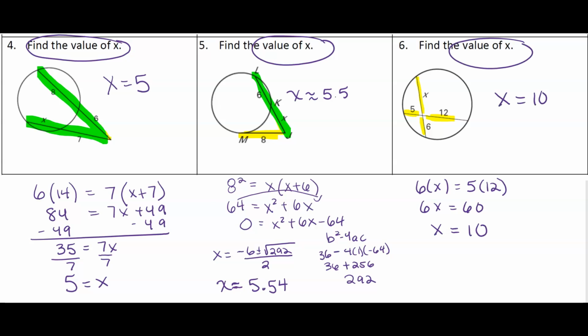X is simply 10. So it's very important to notice if you have two secants, or if you have a tangent and a secant, or just chords. If you'll remember the part and the whole, it'll make this a little bit quicker.